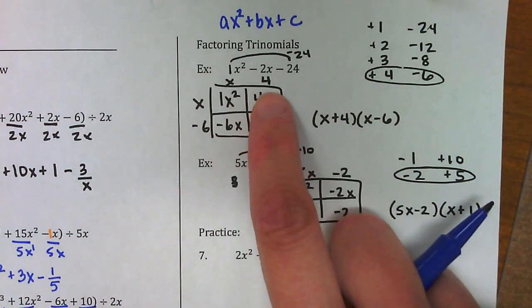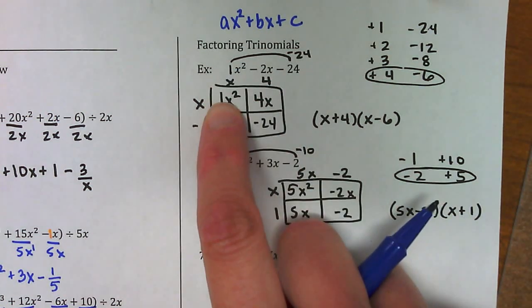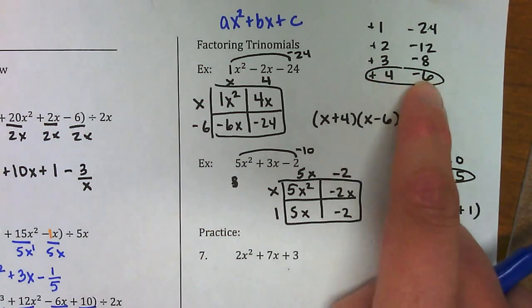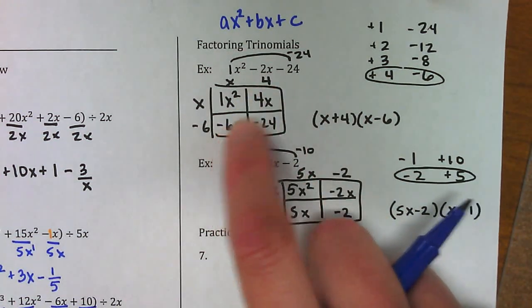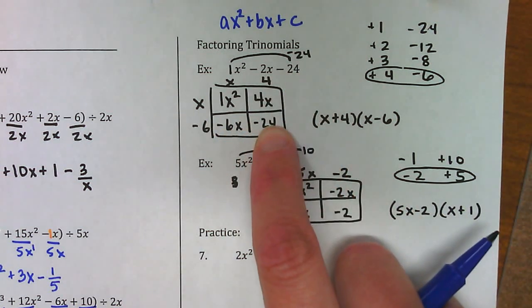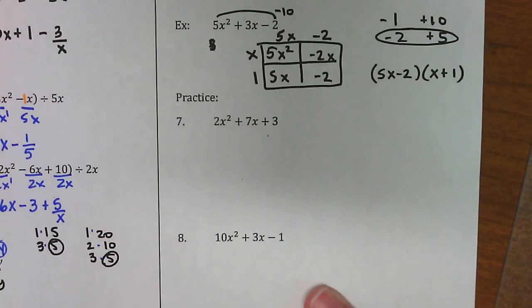Those two go in my box. First term goes in my box. Because these together make negative 2, they go in the box. And the last term, the c, goes in the box. And then I look for my GCFs of each row and column. Okay, we've done this a bunch of times. So we're going to do a few more.